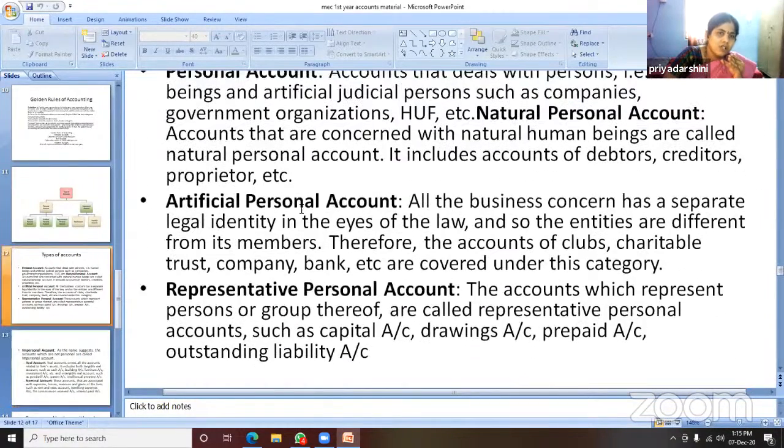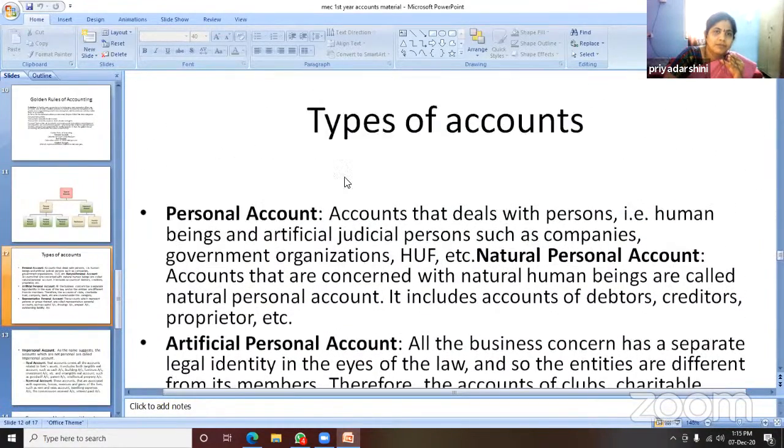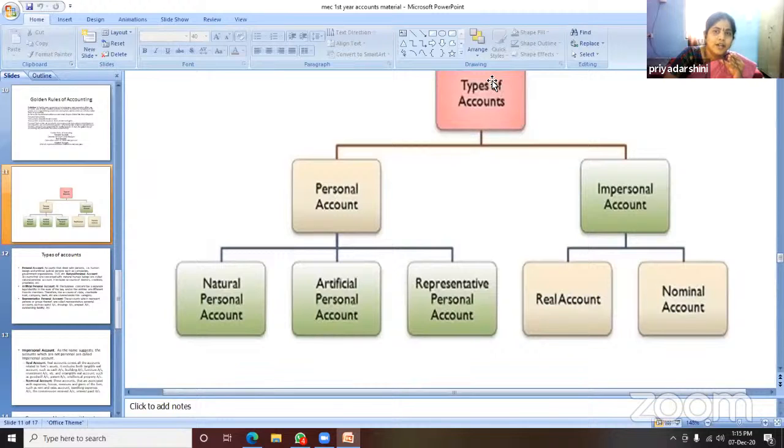So the accounts are divided into two types of accounts, personal account and impersonal account. Under personal account, again it is natural person, artificial person, representative person. All these three come under personal account. Under impersonal account, real account and nominal account. Altogether, we can say that we have three types of accounts, that is personal account, nominal account and real account.